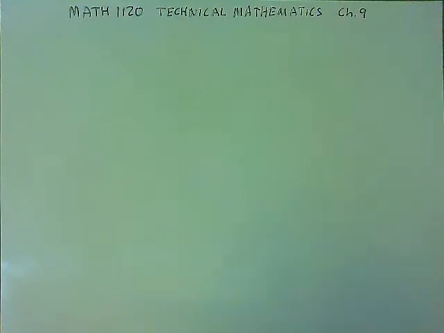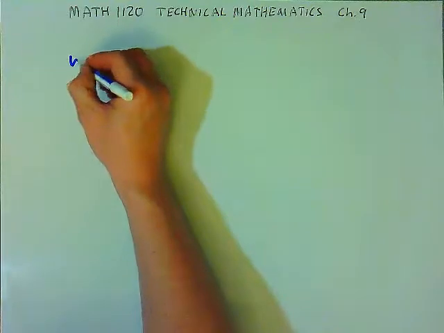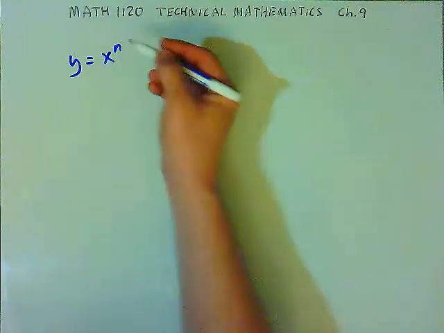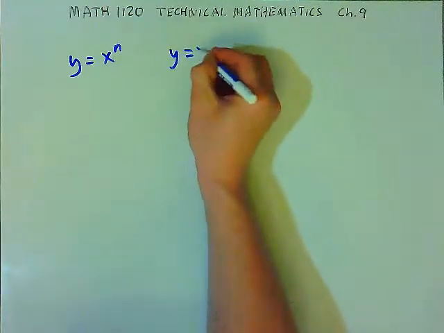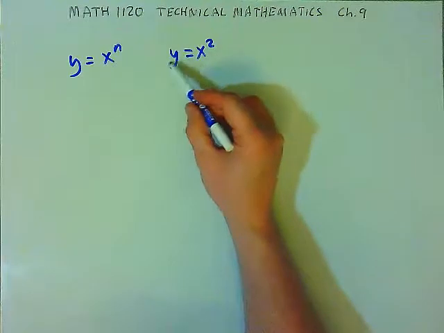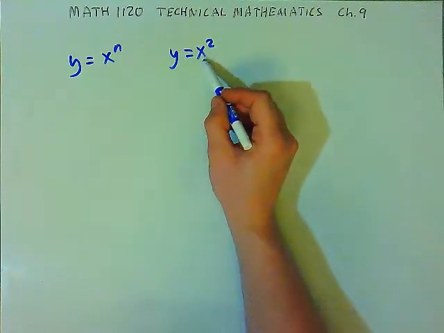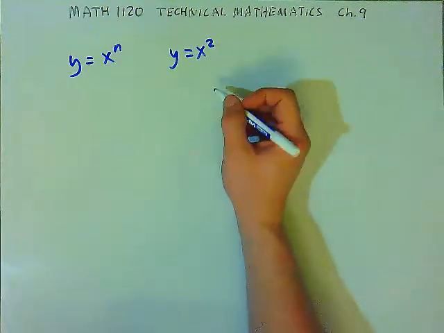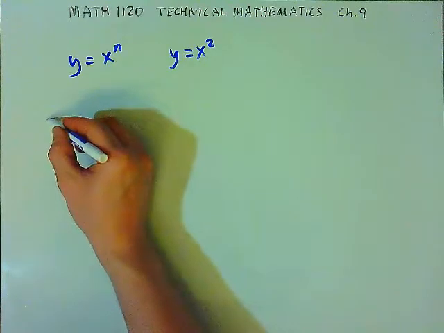This is chapter 9. You're probably already familiar with functions that look like y equals x to some power. For example, y equals x squared. And so we call these power functions, where y is equal to x, which is the base, to some power. And so the base is the variable. And so, for example, let's look at y equals x squared.